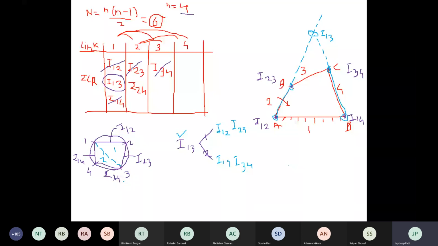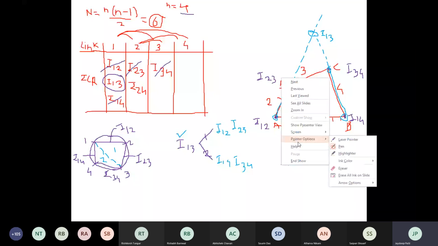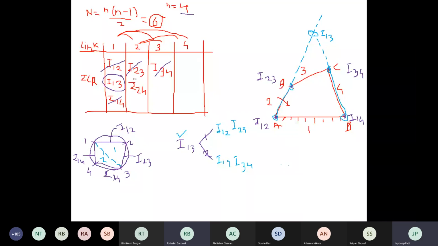You have to extend it. You will get the intersection point. Okay, I will explain the second one. Now, see the next one. Okay. Next point is your I24. You have to find out the I24.